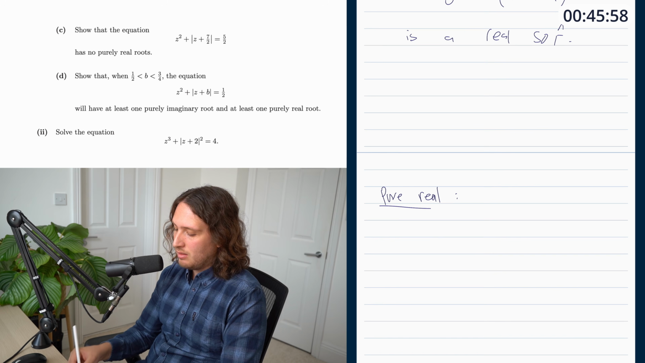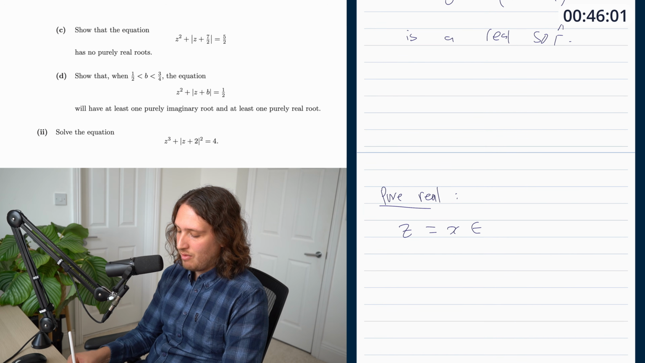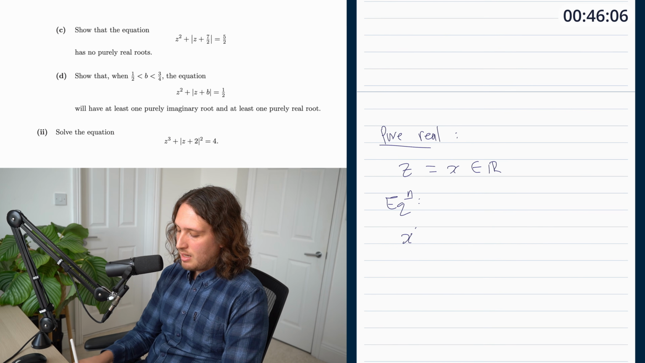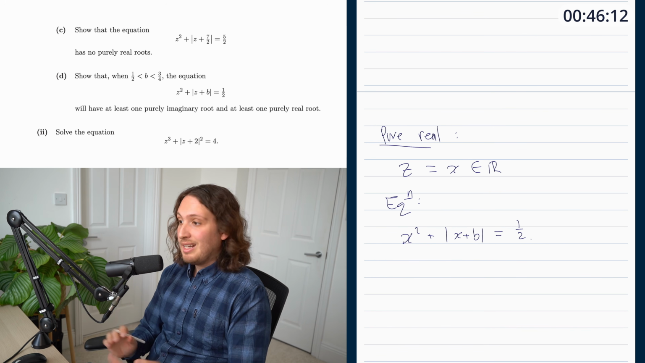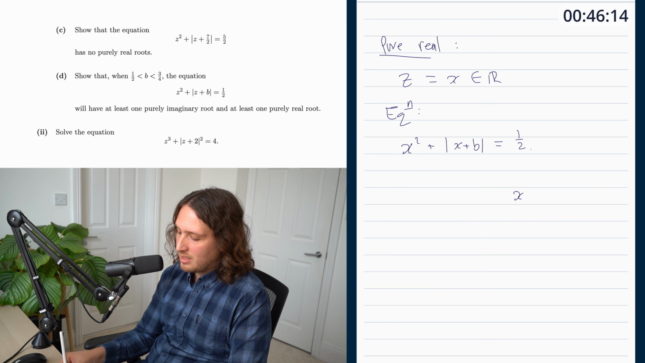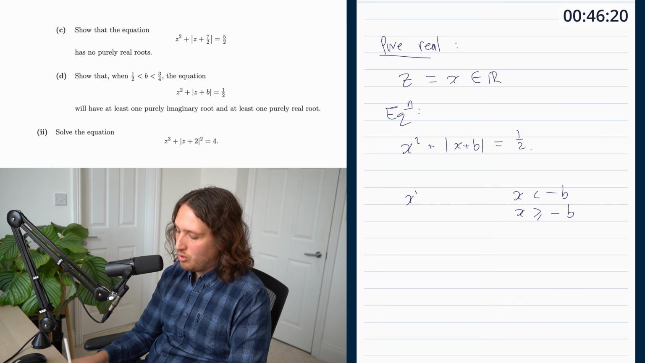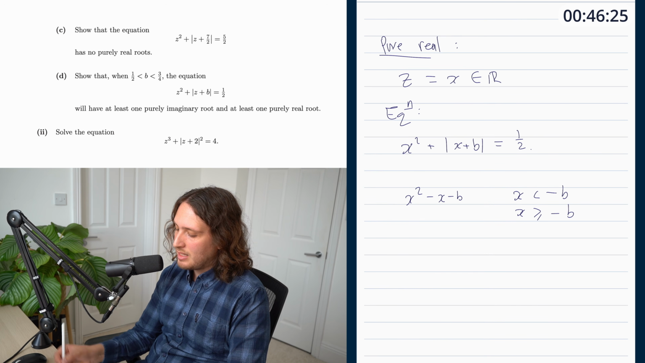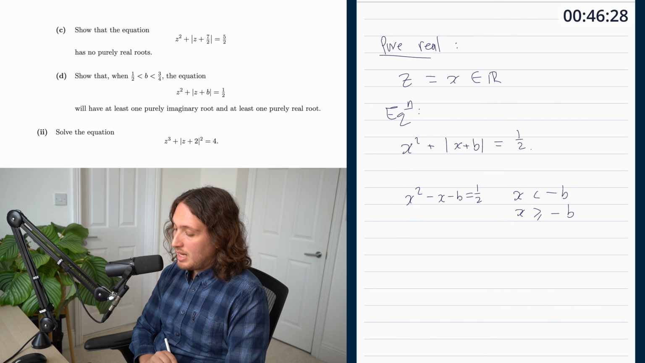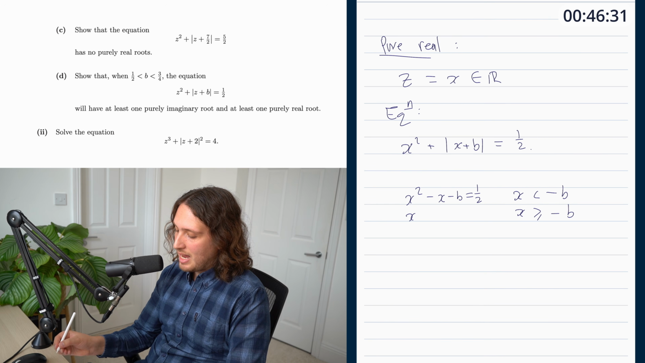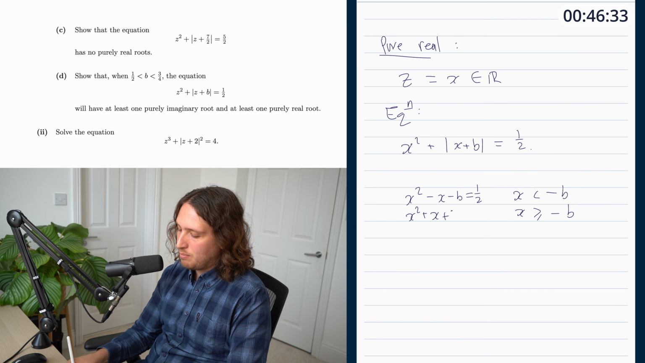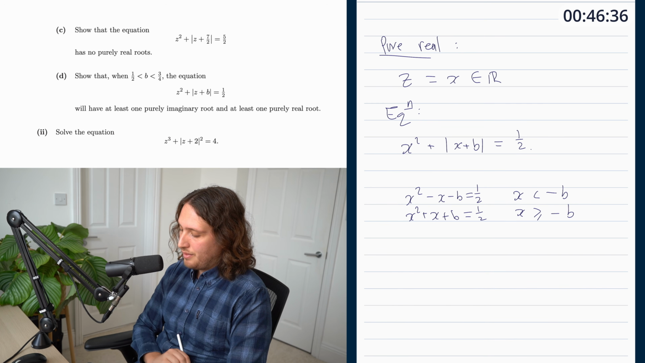So pure real, z is x in the reals. So the equation becomes x squared plus magnitude x plus b equals 1/2. Just like before, I'm going to split into cases according to whether x is less than minus b or x is at least minus b. In the former case, my modulus is negative. So I get x squared minus x minus b is 1/2. In the latter case, I get x squared plus x plus b is 1/2.